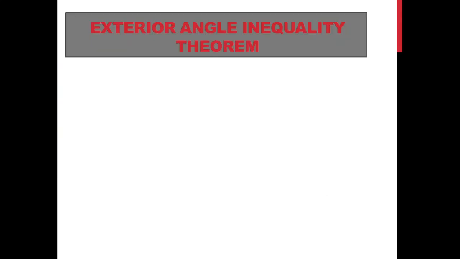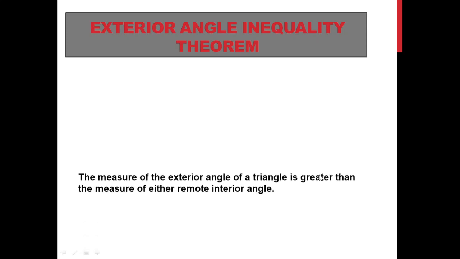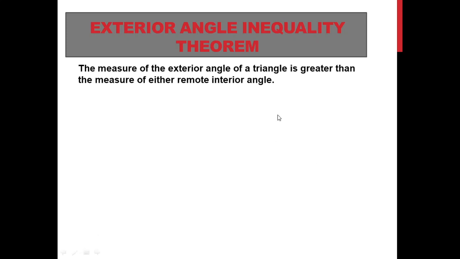Our lesson for today is about the exterior angle inequality theorem. Let's define the theorem first. The exterior angle inequality theorem states that the measure of the exterior angle of a triangle is greater than the measure of either of the remote interior angles.